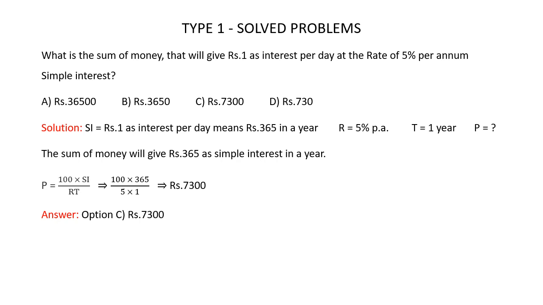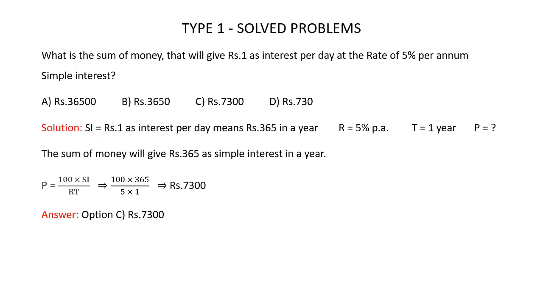Now, there are 365 days in a year. It's given that the simple interest is rupee 1 per day. This means the sum of money will give rupees 365 as simple interest in a year. Now here we are asked to find the principal, which can be found out using the formula P is equal to 100 multiplied by SI divided by RT.